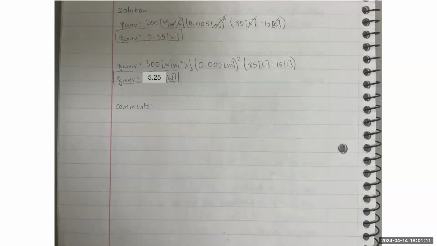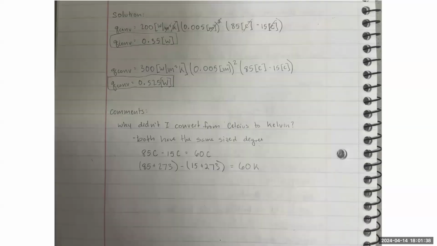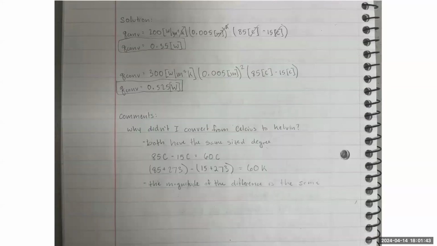Now for some comments. So why didn't I convert the temperature from Celsius to Kelvin? Both have the same size degree. The difference of 85 degrees Celsius and 15 degrees Celsius is 60 degrees Celsius, whereas if we were to convert that to Kelvin, we would get the same 60 degree temperature difference. So the magnitude of the difference is the same, even if the units aren't.